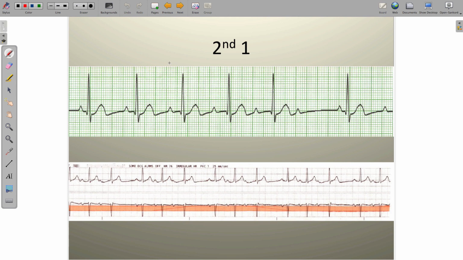All right, so let's take a look at a little bit more involved heart block. And this is second degree type 1. Second degree type 1 is usually an infranodal block, which means that it's happening just before the AV node.